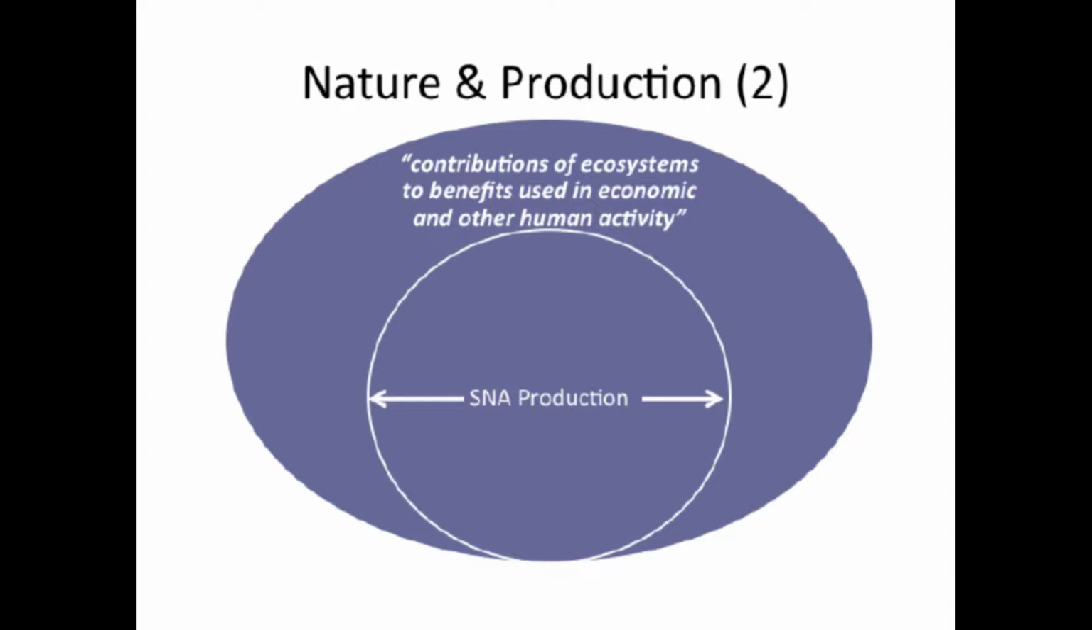So we do this by trying to account for ecosystem services, which are defined as contributions of ecosystems to benefits used in economic and other human activity. Now, as I mentioned, some of these contributions may already fit, at least implicitly, although they're not explicitly identified, within the scope of the SNA production. Other types of these benefits or contributions are beyond the scope of SNA production, and we want to try to account for these contributions as well in the experimental ecosystem accounts.